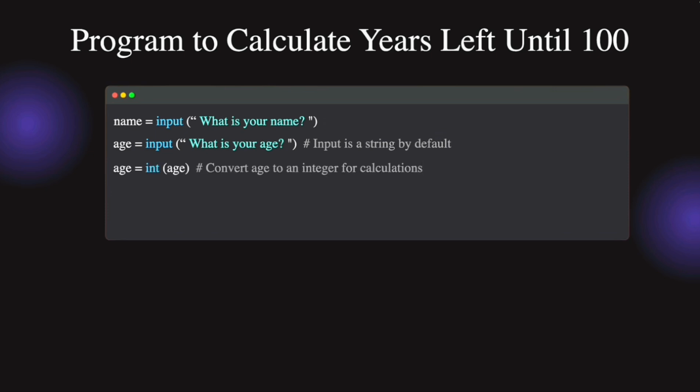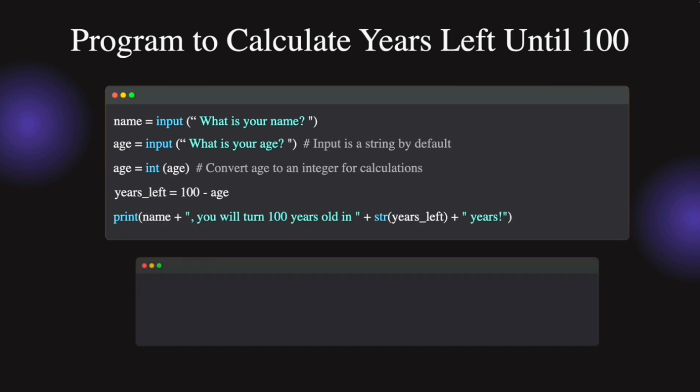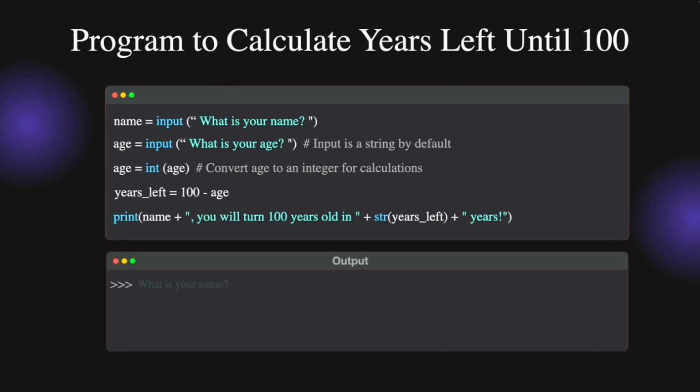After converting the age into an integer, here we are doing a simple calculation, 100 minus age, which tells how many years are left until the user turns 100. And in the last line, we display a print message with the calculated years. So in this example, we input the age, converted it into an integer through typecasting, performed a calculation, and printed the result with a message.